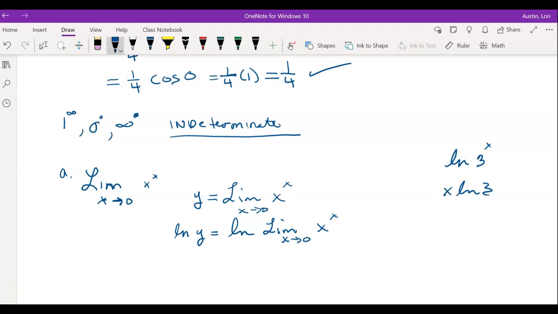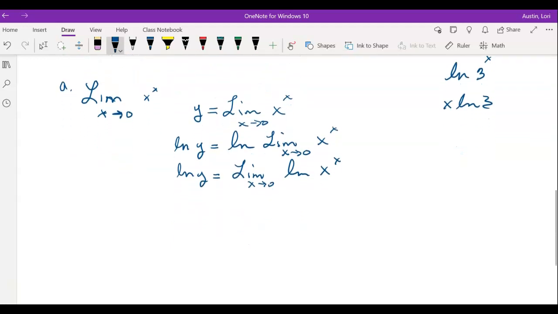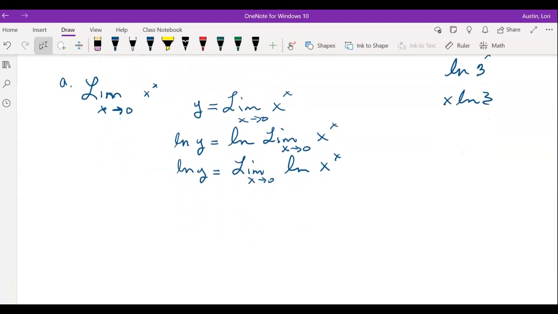Now, the continuity of the natural log function allows us to do something that's pretty nice and pretty cool. It basically allows us to move the limit out front and move the natural log inside. So basically the natural log of the limit is the same as the limit of the natural log. Okay? What we can do at that point is actually start to apply the property.